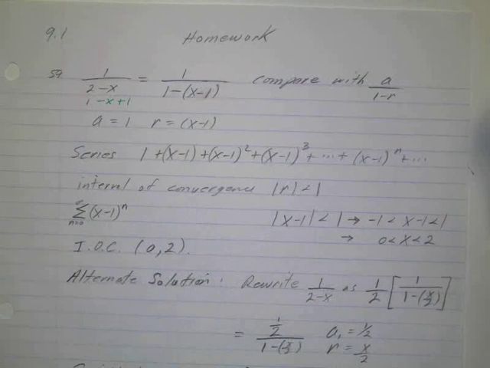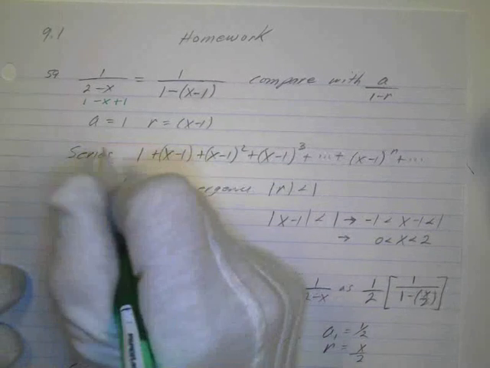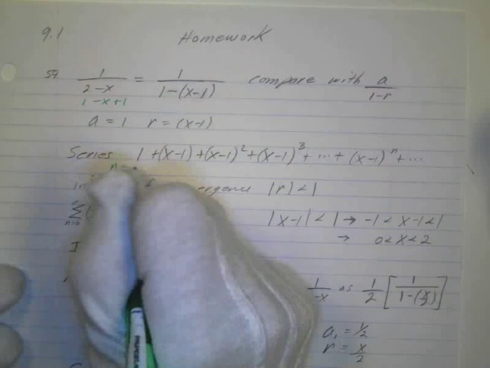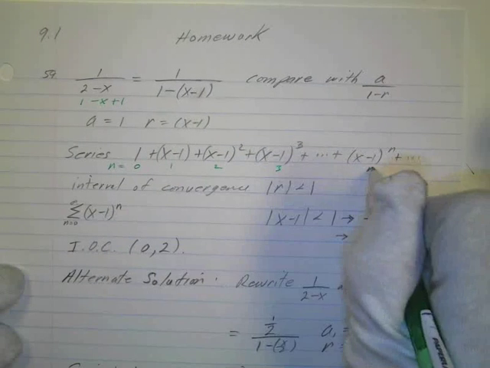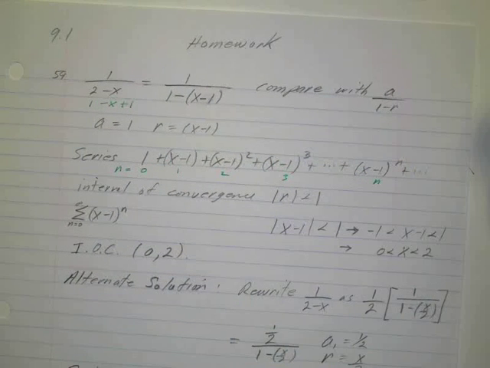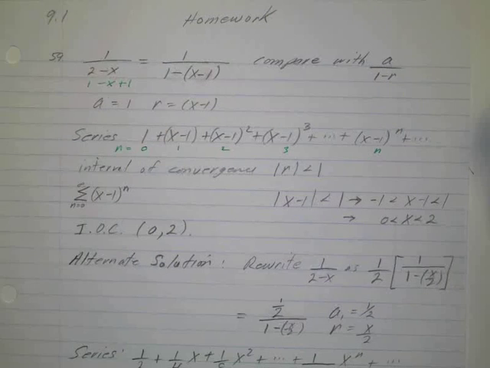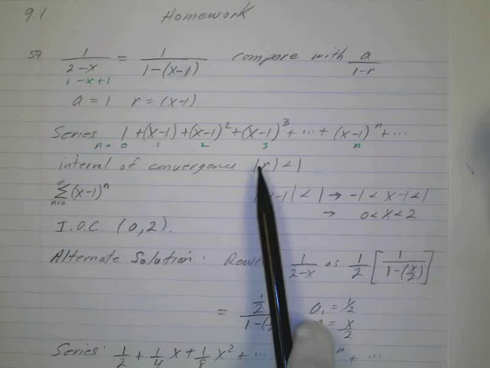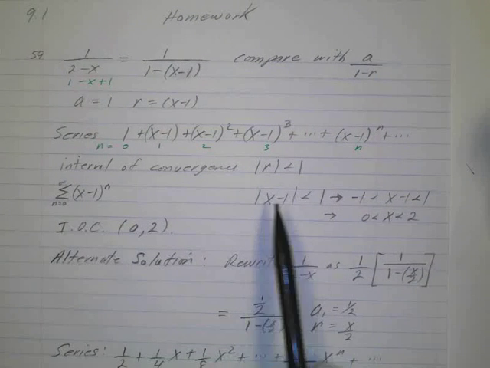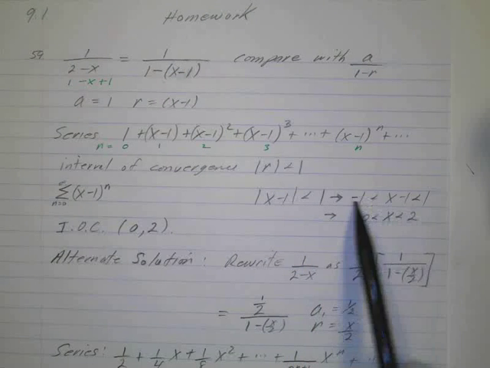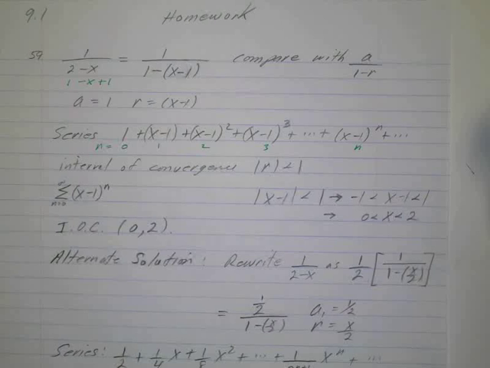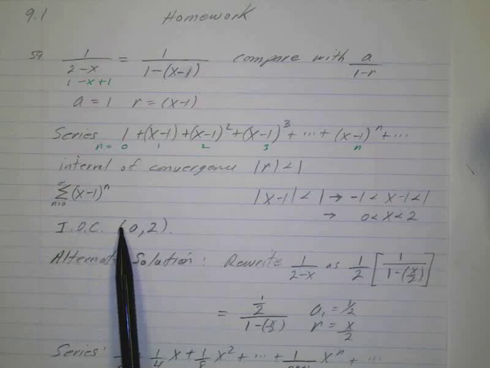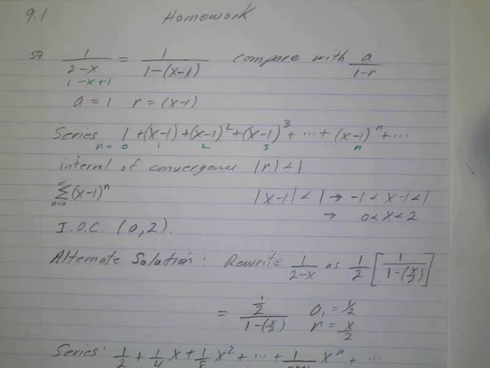When n is 0, I've got 1, and then this generates this. It's always nice to write that out so you can make sure that it generates the series you want. The interval of convergence is the absolute value of r less than 1, so the absolute value of x minus 1 is less than 1, so x minus 1 is between negative 1 and 1. Add 1 to both sides, and we have 0 to 2. So my interval of convergence, my IOC, is 0, 2.